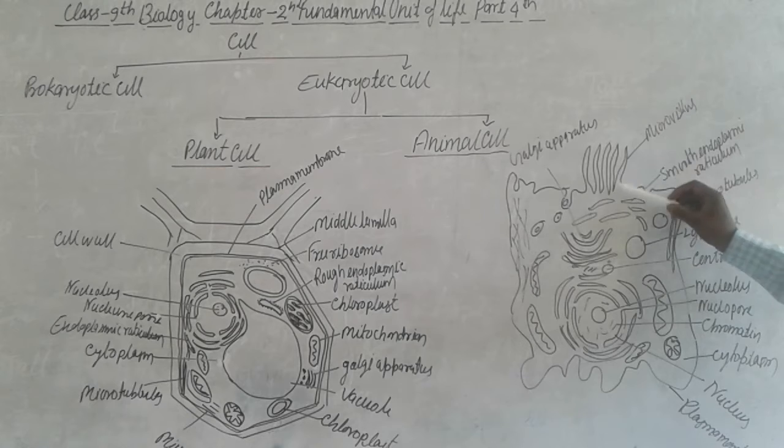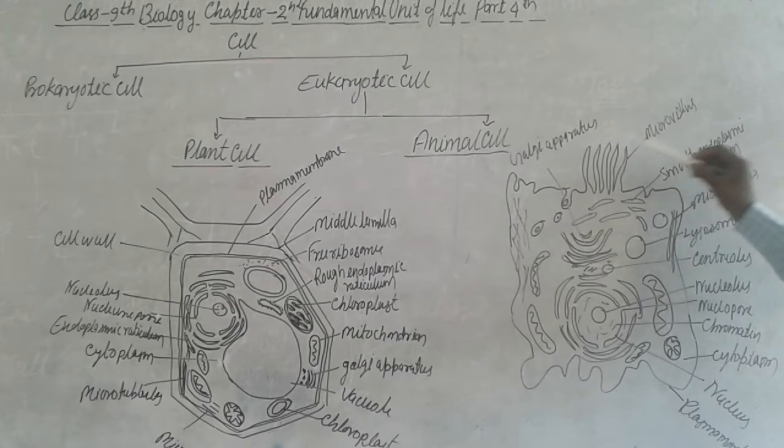This is the microvilli. This fringe-like structure is the microvilli. Also in this animal cell, endoplasmic reticulum is found. There are two types of endoplasmic reticulum. This is the smooth endoplasmic reticulum. Such endoplasmic reticulum does not have ribosomes. These are the smooth endoplasmic reticulum. And this is the microtubules.